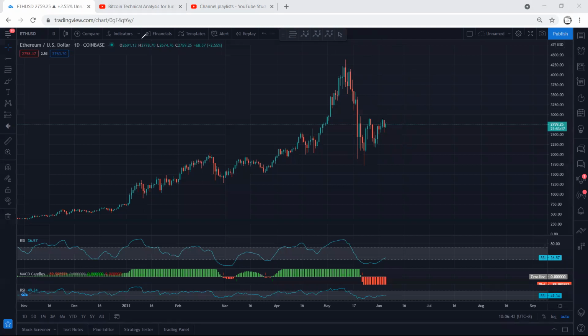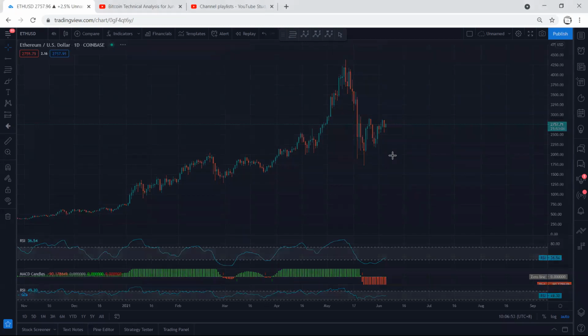We cannot confirm that. And even if we want to look for buy for the long term, we need to see the breakout of this correction, which is this one. Okay, now how to look for trade? We move to the 4 hour chart.